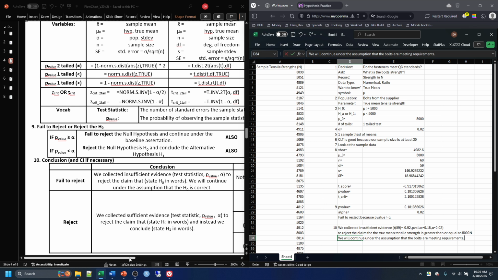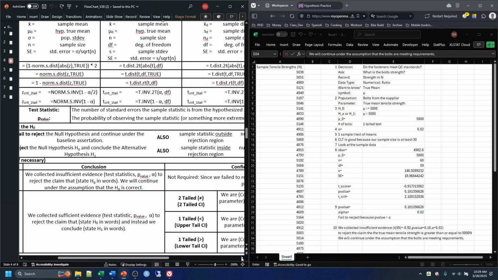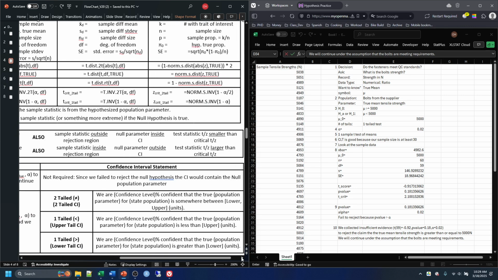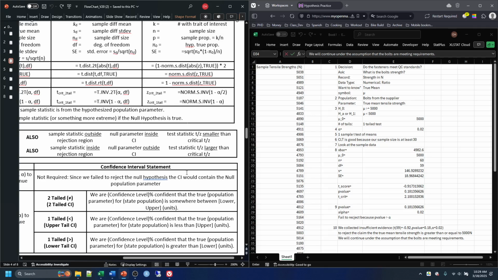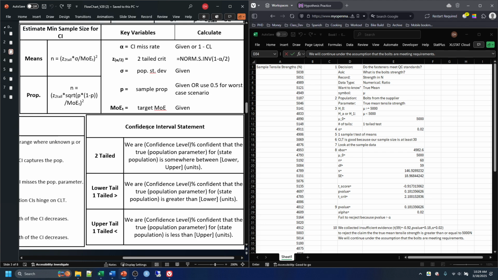Okay, now one more thing that we sometimes do is that when we fail to reject the null hypothesis, we typically don't do a confidence interval, because the confidence interval would contain the null population parameter. But let's go ahead and do it real quick. So notice how it says, if we're going to do a one-tailed and we did a less than test, which is what we did, we're going to do an upper-tailed confidence interval. So let's go back to page 3 real quick.